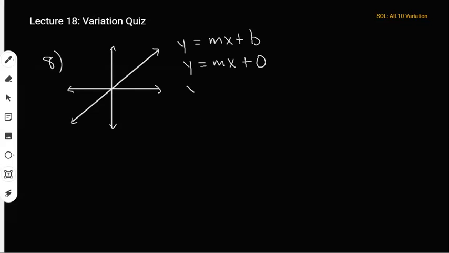And if I'm adding 0 to anything, it doesn't really matter. I'm going to get the same thing back anyways. So I get y is equal to m times x. M is the slope, but we don't know what that is yet. So I'm going to leave that as an m. So what kind of variation does this look like? It's going to be direct.